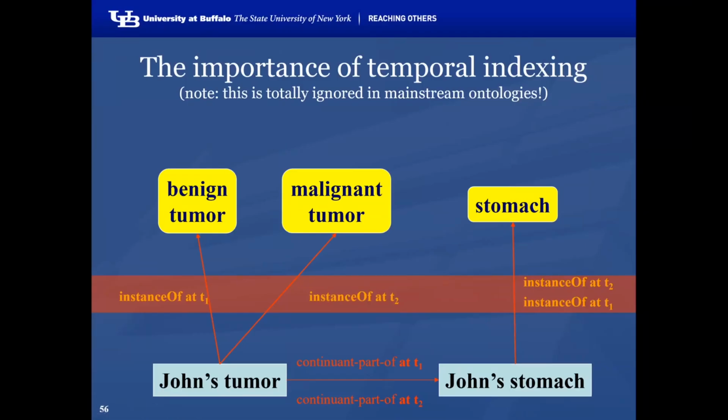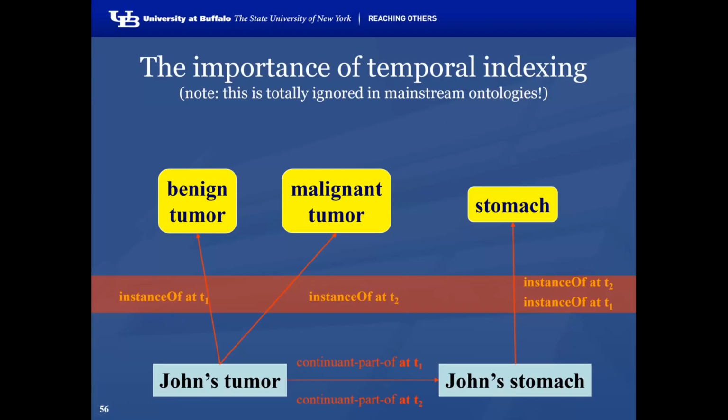So let's talk again about the importance of temporal indexing, something which is totally ignored in mainstream ontologies. Imagine this situation: you have a patient, and John has a tumor. That tumor is a part of John's stomach. Now, John's tumor at time T1 is an instance of benign tumor, and at time T2 it's an instance of malignant tumor. At both times, John's stomach remains an instance of stomach.